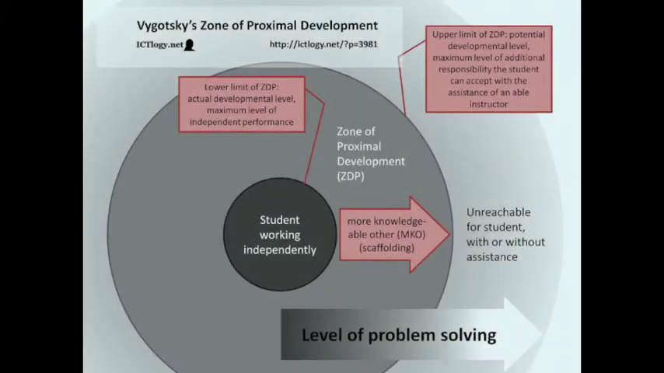Under this theory, he introduced the zone of proximal development. This is defined as the distance between the actual developmental level as determined by independent problem solving and the level of potential development as determined through problem solving under adult guidance or in collaboration with more capable peers.